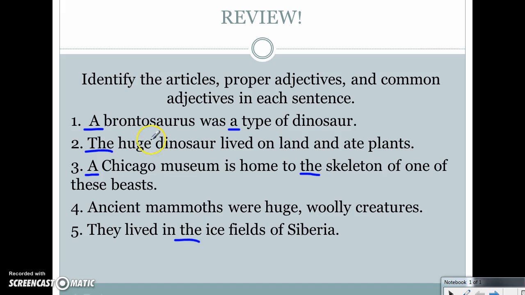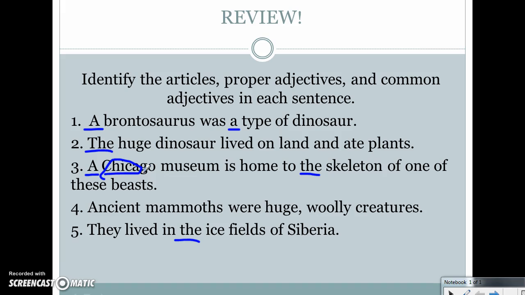Amongst all 5 sentences, we only have one proper adjective, which is Chicago. We know that Chicago is a city in Illinois and therefore is a proper noun. Here it is used to describe museum and where it is located. Thus, Chicago is a proper adjective. And finally, let's look for all of the common adjectives in sentences 1 through 5.